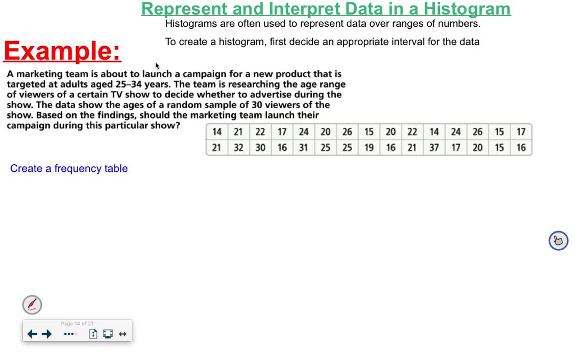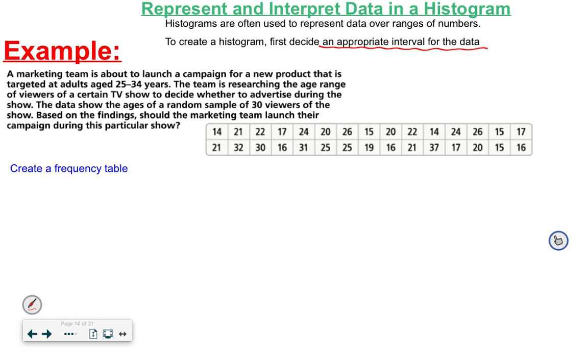Now we are going to represent and interpret the data in a histogram. Histograms are often used to represent data over ranges of numbers. To create a histogram, first decide an appropriate interval for the data. This is so important. So, as an example, a marketing team is about to launch a campaign for a new product that is targeted at adults aged 25 to 34 years.